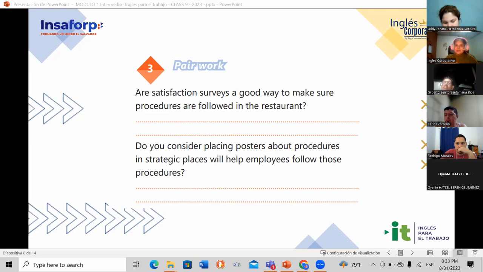Okay, do you consider placing posters about procedures in strategic places will help employees follow these procedures? For example, in the bathroom, right? There are posters that say how you have to clean everything. So that is a good example. In the cafeteria also, there are some steps on how to take the orders, or maybe clean the table after you eat, and respect the line when you are waiting for the lunch.